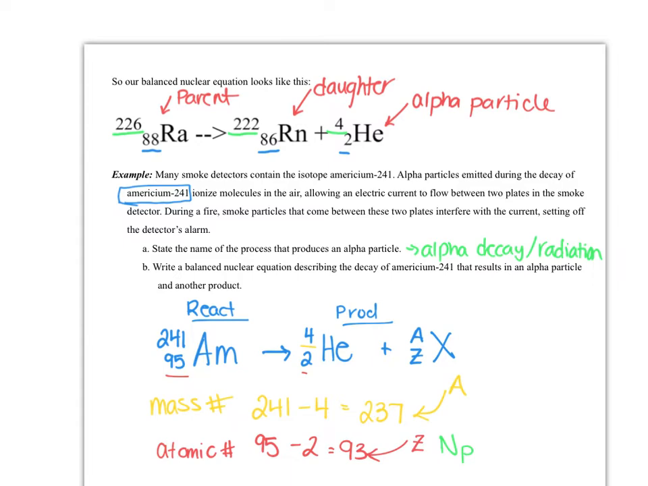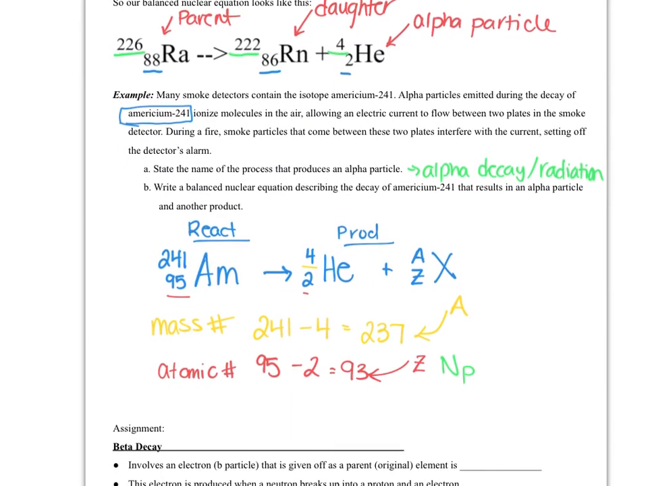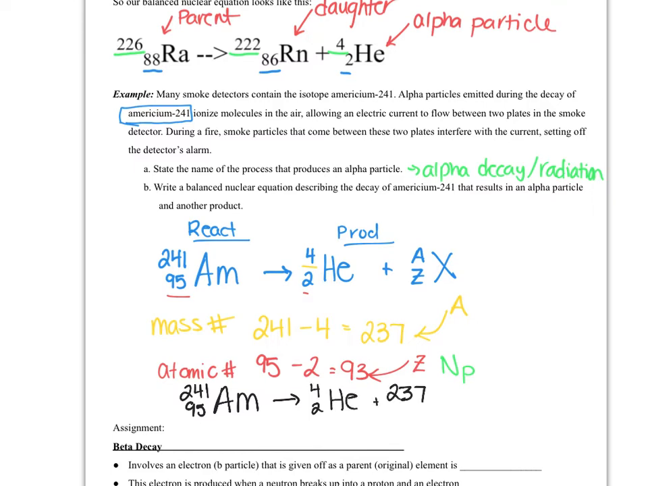So to finish up our equation here, we're going to write the balanced equation, really just copying what we have here, but filling in our information for X. So our final answer will be americium-241 with atomic number 95 makes helium and 237, oops, I don't need the over symbol, 93 NP, neptunium. And that's our final answer for this.